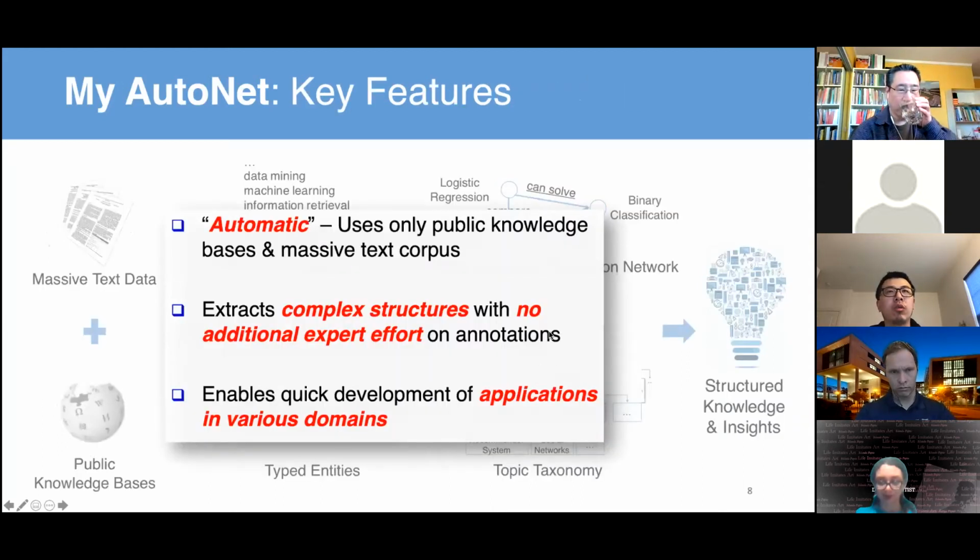Let's talk about the key features before I show you more examples. Compared with those NLP-based methods, our AutoNet uses only a public knowledge base and a massive text corpus as input. It can extract structures without any additional human effort. As a result, it can be easily applied to different domains. Let me give you more application examples in different domains.